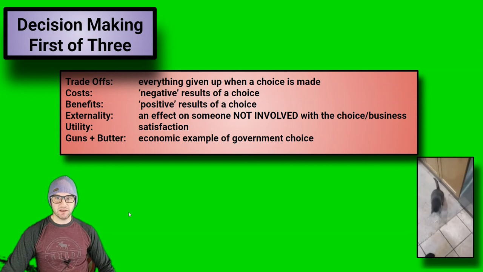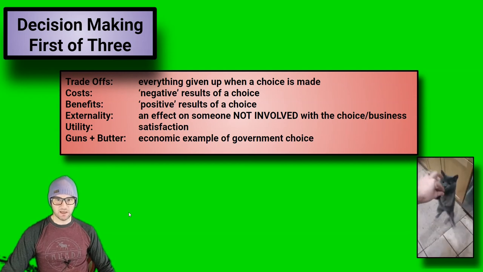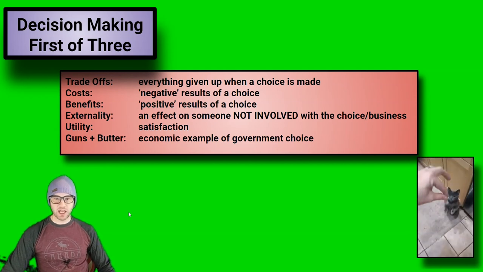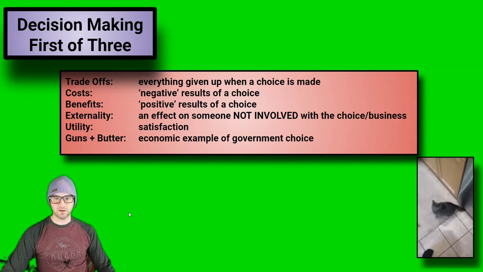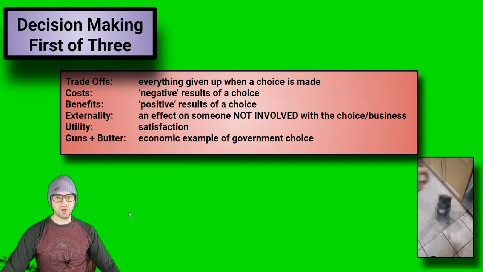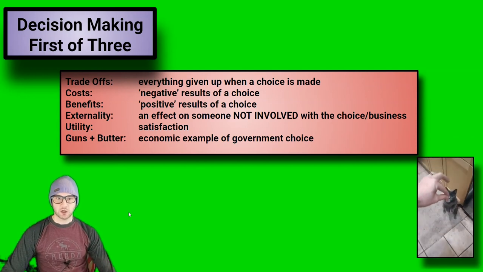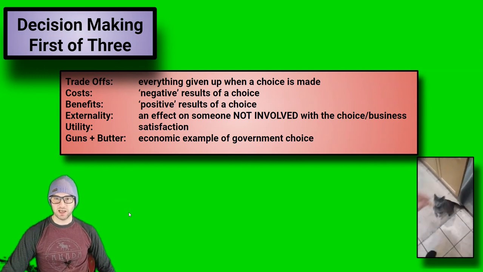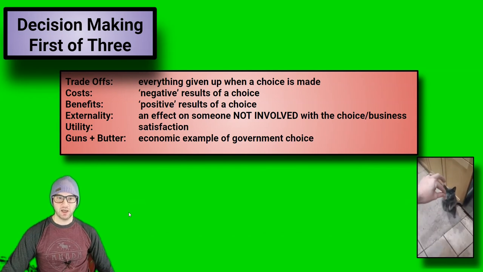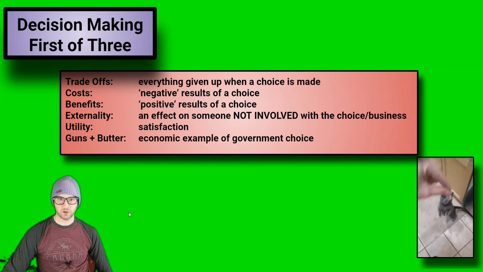Trade-offs is anything given up when a choice is made. Okay, if you make a choice and then you are unable to obtain things, they are trade-offs. Trade-offs can be positives or negatives. You may want something, but you make a choice and you can't get it, so trade-offs. Costs are negative results of a choice. If you make a choice and in comes what you consider a negative result, that's a cost. The opposite of cost is benefit, a positive result of a choice.